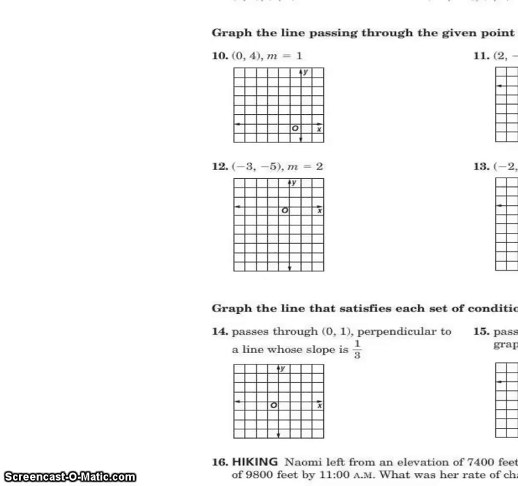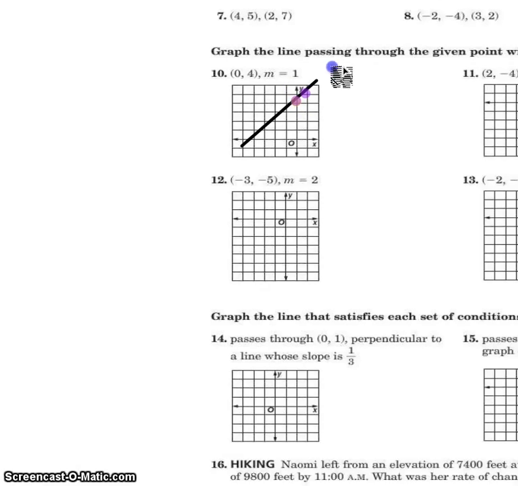Okay, let's look at number 10 here. It wants me to graph the line passing through the given point with the slope. So I know it's going to pass through (0, 4), correct? So I'm going to go to (0, 4), and I'm going to put a dot. And then that slope tells me 1. And that's a positive 1, which means I'm going to go up 1 and over 1 and put another dot. And then I'm going to connect those two dots. So that would be my graph.